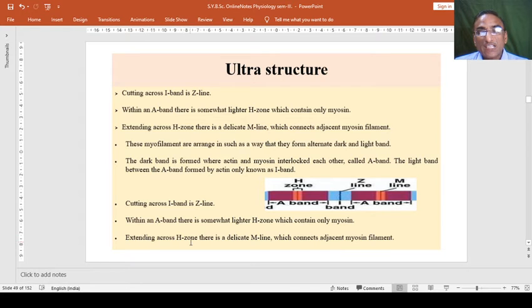Extending across the H zone, there is a delicate M line, which we have already seen here, which connects the myosin filaments. We are repeatedly observing this because these bands are repeatedly present in all the myofilaments. So remember it; the repetition is acceptable because this is always present in muscles.